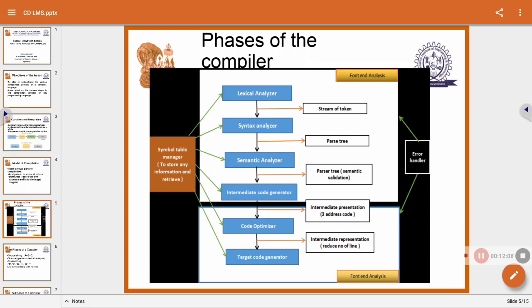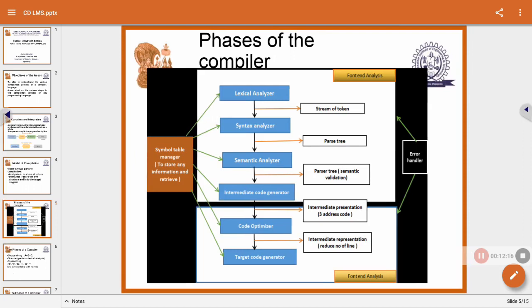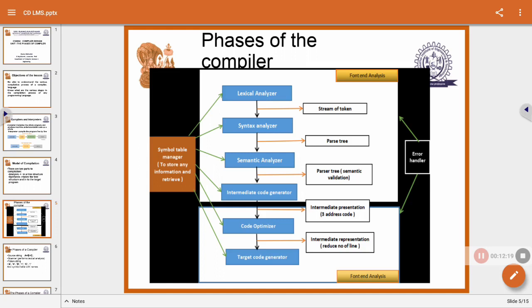How will the tree be formed? See here, A equal to B plus C. What happened? Quite simple. A equal to B plus C. In this connection, what happened? See, the expression is A equal to B plus C. When the first phase of the compiler gets it, it will be finding the expression A equal to B plus C.